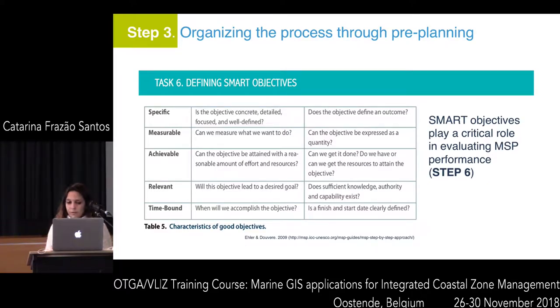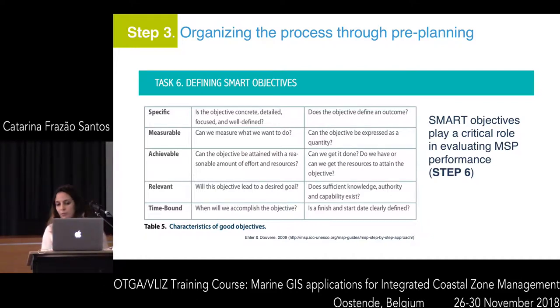It has to be achievable. Can we get it done? Do we have, or can we get the resources to attain this objective? So there has to be a reality perspective when you do this. And also, is it relevant? Will this objective lead to a desired goal? Will it put the goal in practice? Does the sufficient knowledge, authority, and capability exist to do that? And also time-bound, when will we accomplish the objective? This is very important. Is a finish and start date clearly defined?